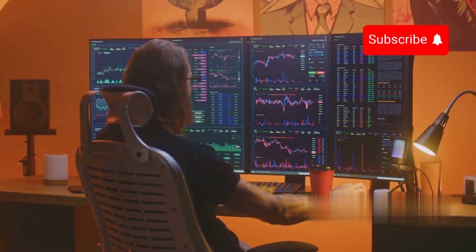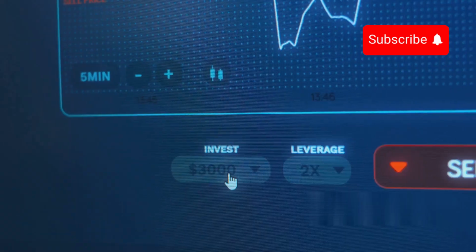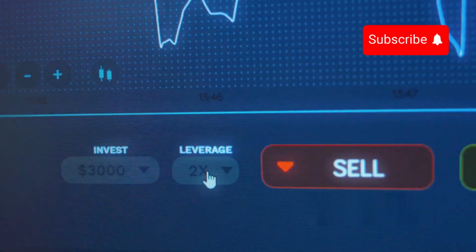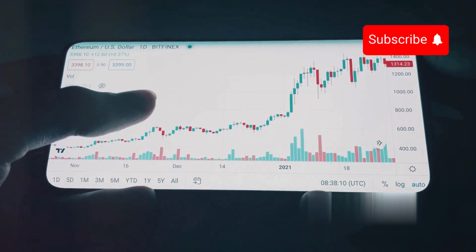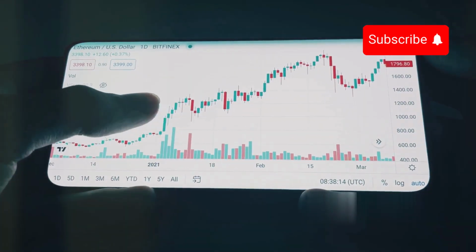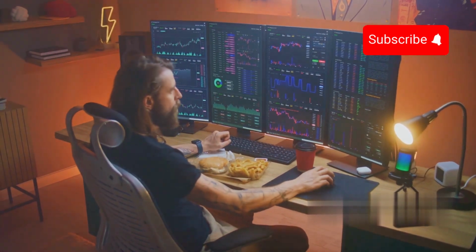Leverage allows you to control a larger position in the market with a smaller amount of capital. For example, using 10 times leverage means that for every dollar you invest, you control $10 in the market. This can significantly increase your potential profits, but it also amplifies your potential losses. It's a double-edged sword that requires careful consideration and strategy.